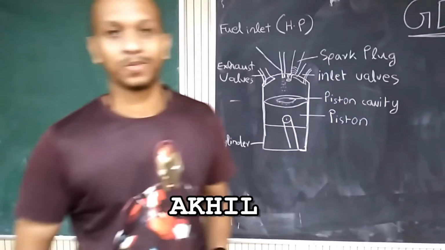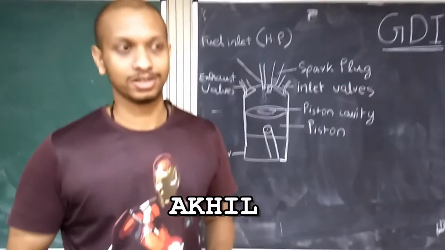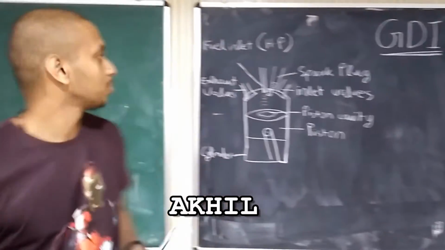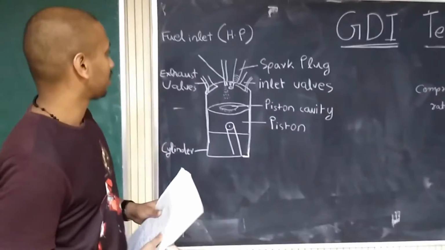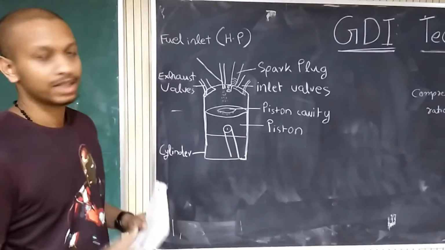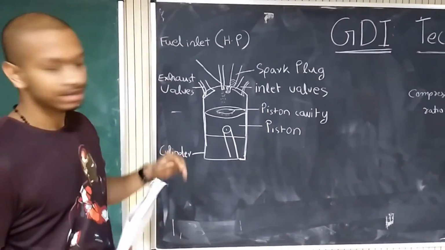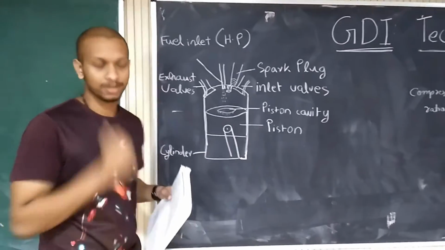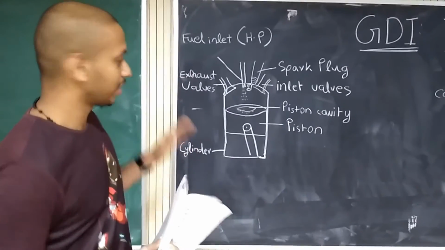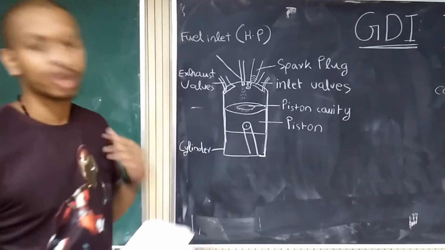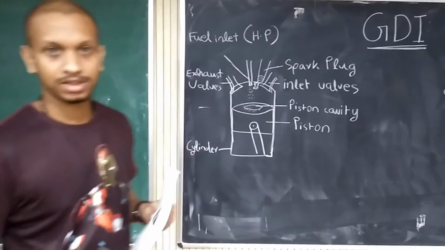Again, I am here to explain the GDI technology. In order to understand the GDI technology, first we have to know why we are using it. It is used to increase the compression ratio in an SI engine. We know that in an SI engine the compression ratio is low, so it is very important for us to have a higher compression ratio to increase the volumetric efficiency.